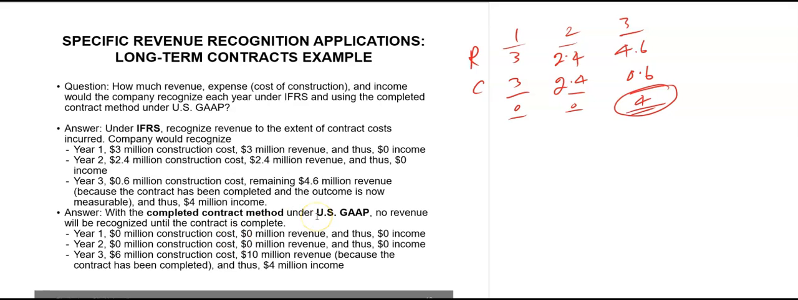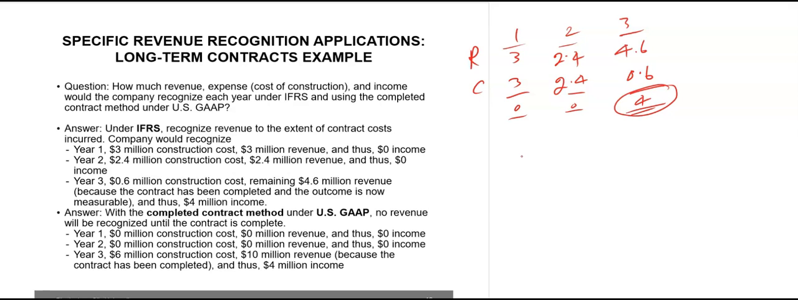Under the US GAAP, we will be using the completed contract method as the outcome of the project is not reliably measurable. So there will be no construction cost recorded in the first 2 years and there will be no revenue recorded also in the first 2 years. All costs incurred will be capitalized and reported in the balance sheet.